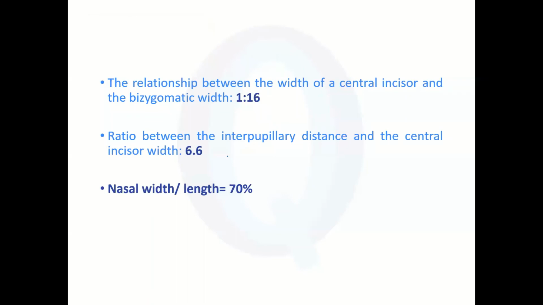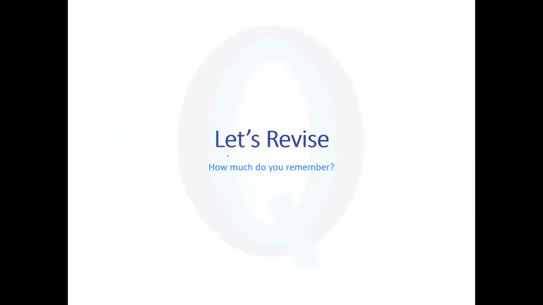Dr. Pragya has asked me, connector and the contact area are one and the same thing? Yes. Contact area and connector are the same thing. Okay. So these are the ratios that you need to remember. 1/16 and 6.6. Nasal width by height is 70%. Okay. Now we have completed this.